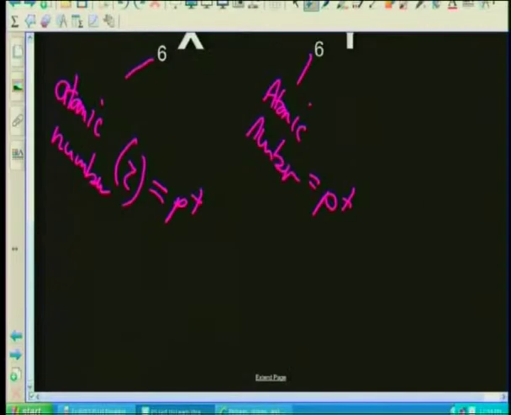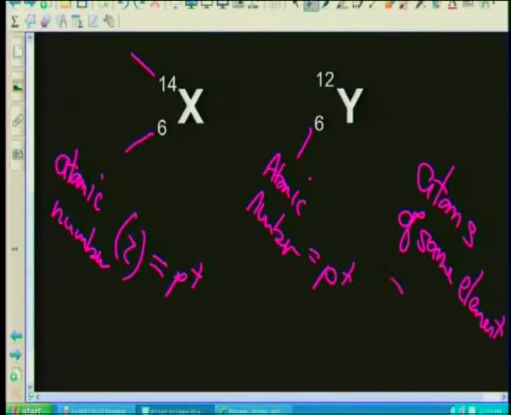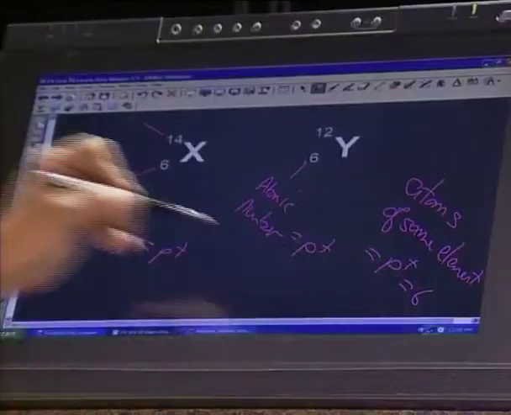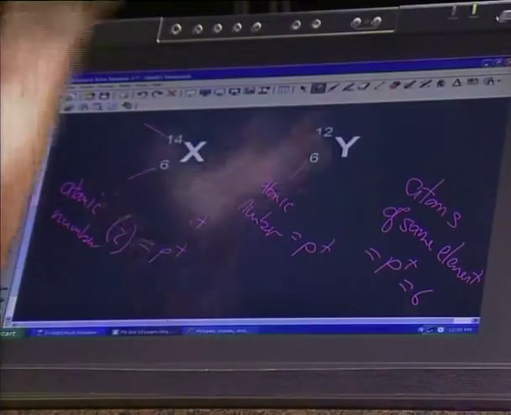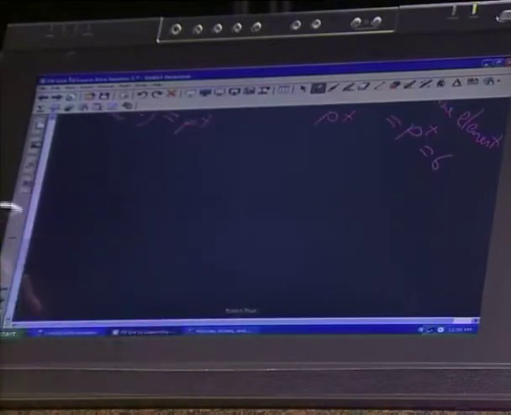So what we know is X and Y are atoms of the same element. And how do we know that? Because the number of protons is equal to 6 for both X and Y. Let's deal with X first of all, and then let's go on and check what we're going to do.